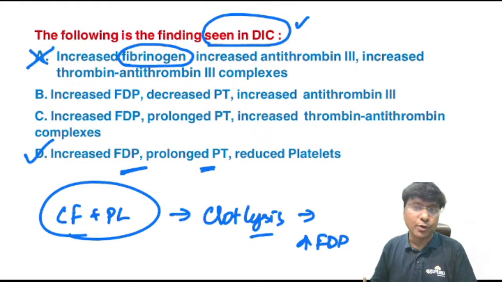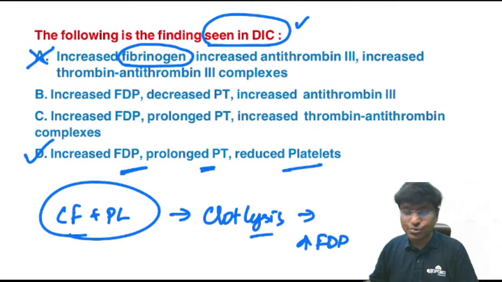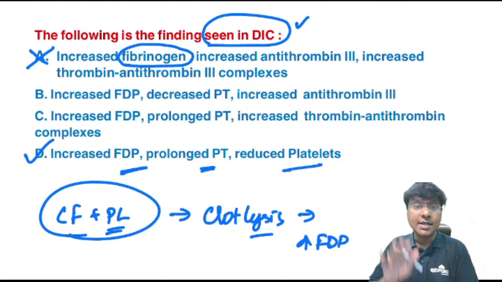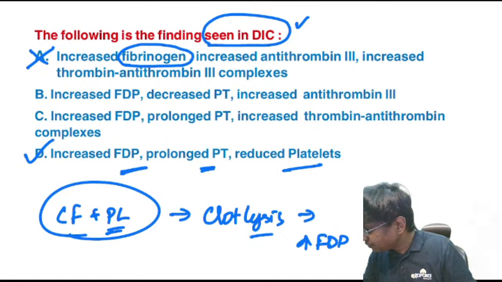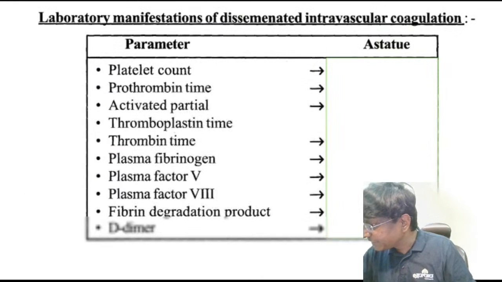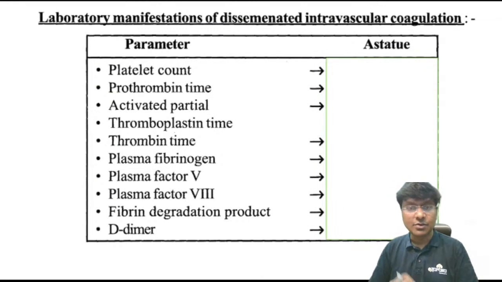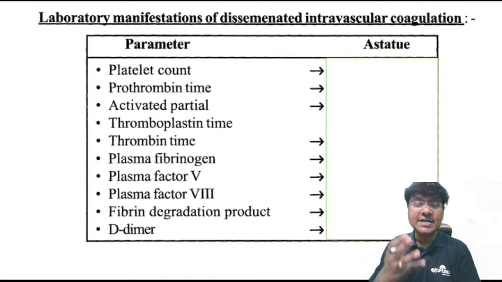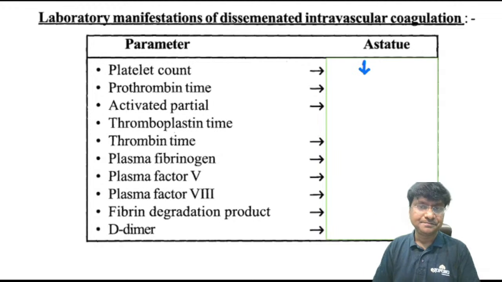There will be prolonged prothrombin time. Why? Because your extrinsic pathway is utilized. And there will be reduced platelets. Why? Because the platelets are utilized for the formation of the clot. Now, the laboratory manifestations in disseminated intravascular coagulation are very, very important. Now, you see this table, which is very, very important for your DIC. Please tell me quickly, what will happen to your platelet count? The platelets are utilized for the formation of thrombus. So the platelet count will be reduced.